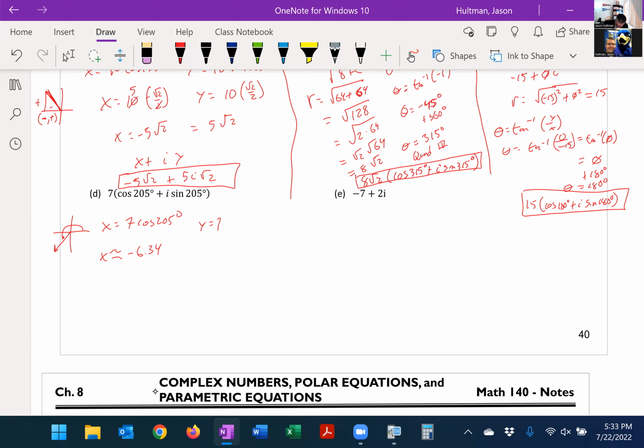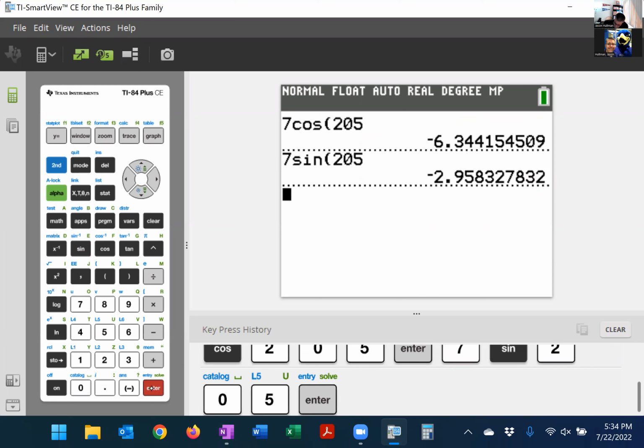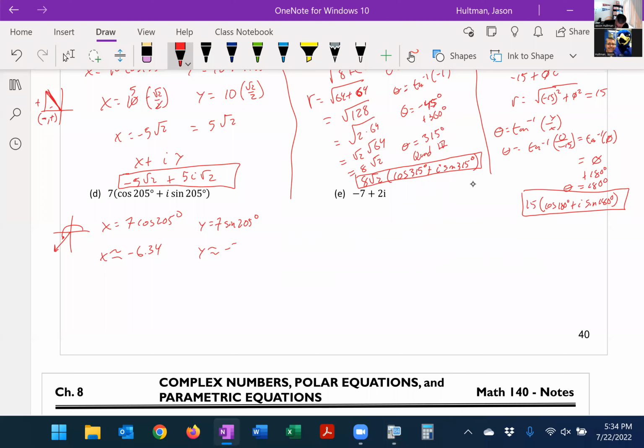Let me rewrite this. Sine 205 degrees. Now, what about the y value? Y is approximately what? Let's do the sine. So 7 sine of 205 is negative 2.96, I would say. So what's my rectangular form? This was trigonometric, or what we call polar form.